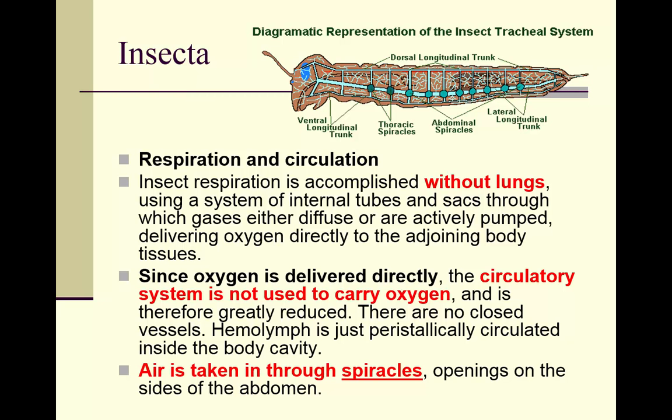Hemolymph is circulated inside the body by peristalsis, which is alternate contractions of the muscles. The air is taken in through spiracles, which you see labeled there. They are openings on the sides of the abdomen, and there's a few of them in the thoracic area as well.